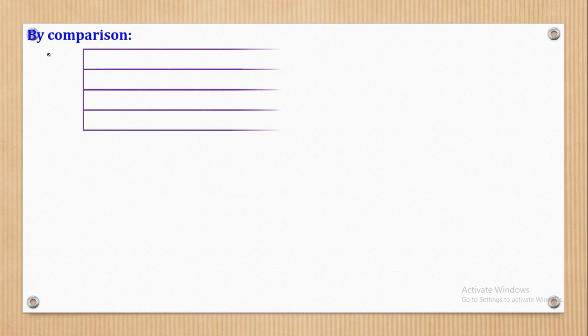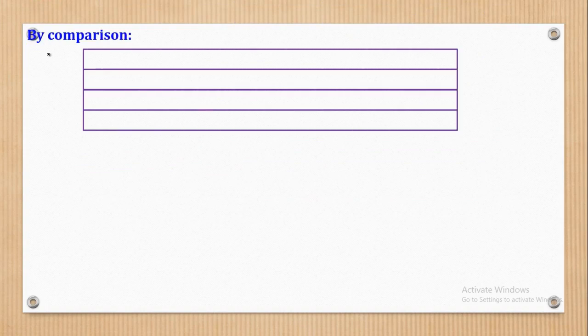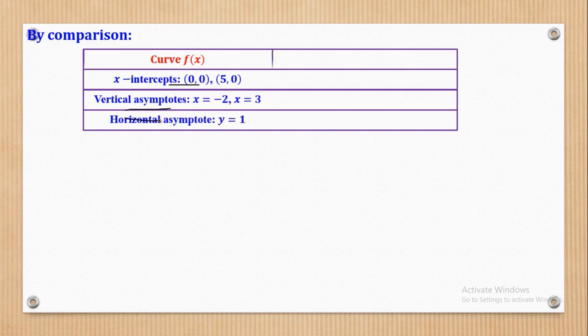So by comparison, like we did in the first question, if you know some values for f(x), we don't need to get the values for g(x), we just use comparison. For f(x), we know the x-intercept, vertical asymptote, and also the horizontal asymptote. Therefore, by comparison, when we come to g(x), the x-intercept here will become the vertical asymptote there.